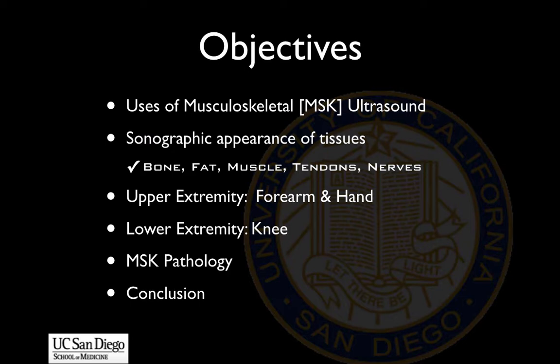We will begin this lecture with a brief overview of the uses of musculoskeletal ultrasound. We will then demonstrate the sonographic appearance of common tissues in the body, such as bone and tendons, and then discuss the physics concept of anisotropy. Next, we will go over the learning objectives for your hands-on group sessions, which include various joints and structures in the upper and lower extremities. Finally, we will discuss examples of musculoskeletal pathology before concluding our session.